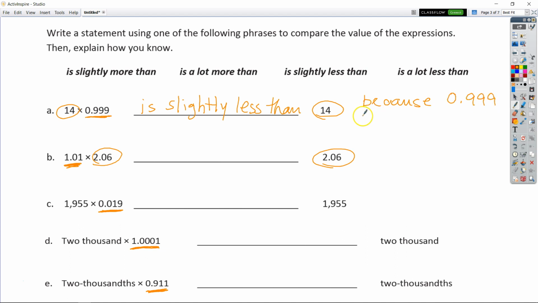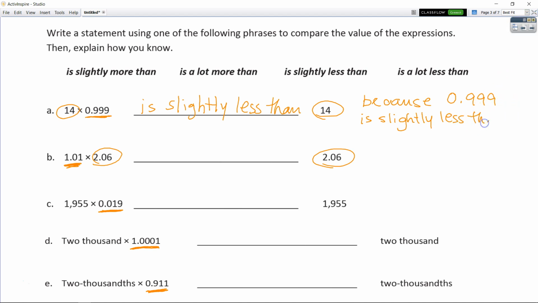999 thousandths is slightly less than 1.